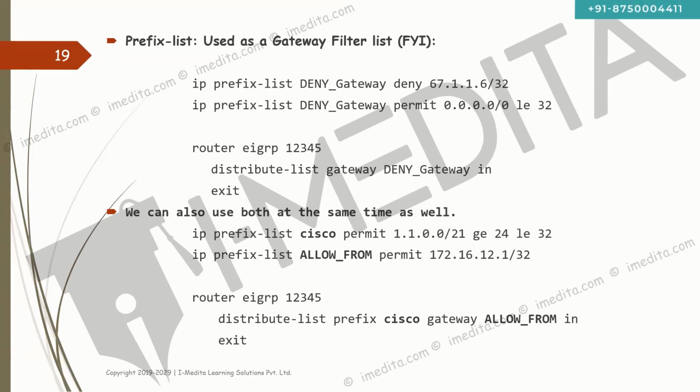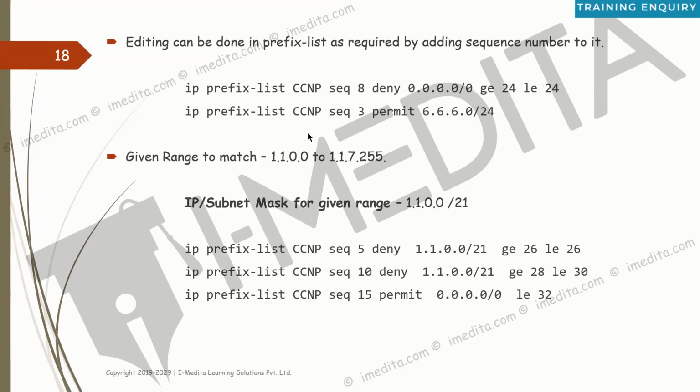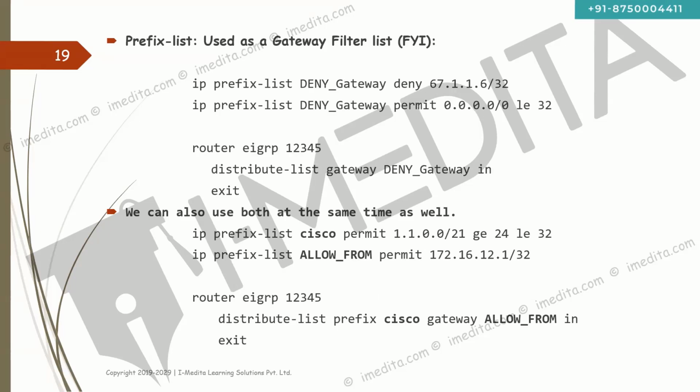Prefix list can be used as the gateway filter list as well. Prefix list can be used to perform the route filtering based on the IP address, subnet mask and range. Prefix list can also be used to perform the filtering based on the gateway.